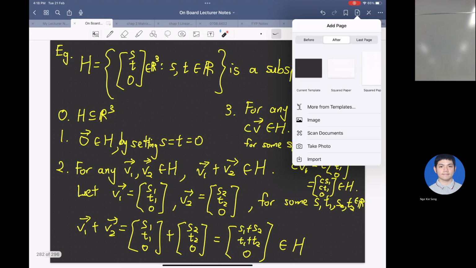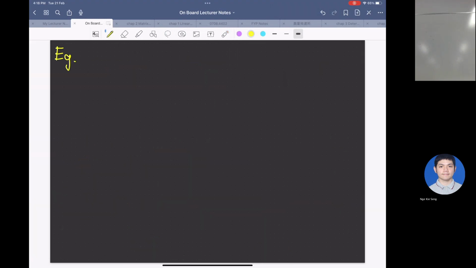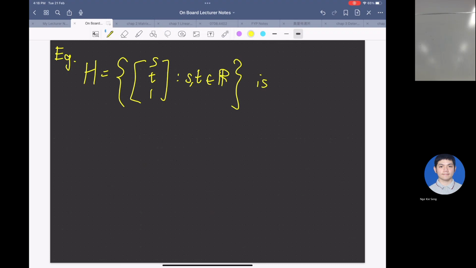Maybe one last question before we leave this one. Let's see, is this a vector space? I'll let you think for a bit. Sorry, is this a subspace? What space should I put here actually? This H is a subset of what? What space does this vector have to belong to? How many entries? 3. Okay, so it's in R3. So is this a subspace of R3?